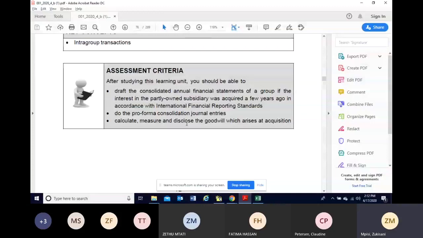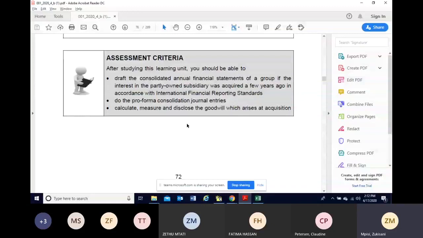Two is to be able to do pro forma consolidation journal entries. What does this mean? This means you're supposed to know what journal entries you are supposed to compile after the acquisition, after the buying of the shares, after the creation of a subsidiary, when there is a parent and a minority interest or non-controlling interest. What are the journal entries that you should do? This is one of the things that we will do today.